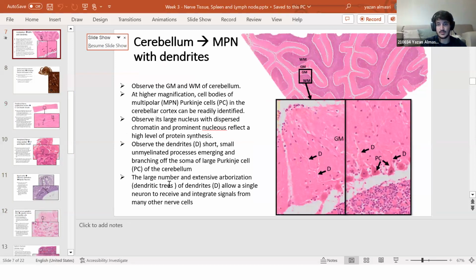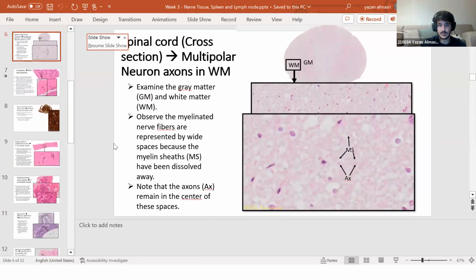Okay. You can find them in the cerebellum, Purkinje cells. That's one. Where else can you find them? In the gray matter, multipolar neurons. Okay. So this is why I'm telling you it's important.